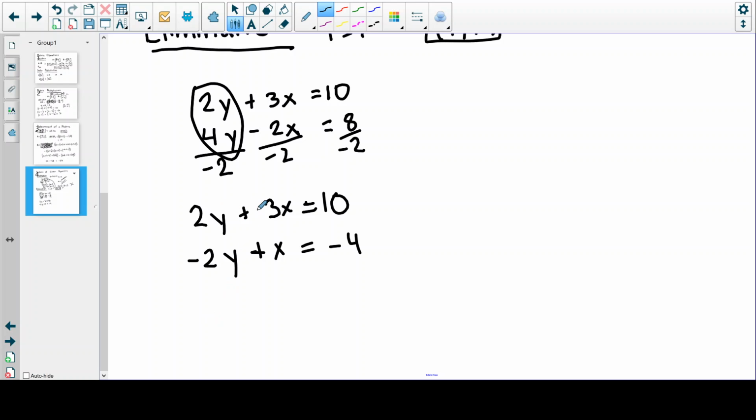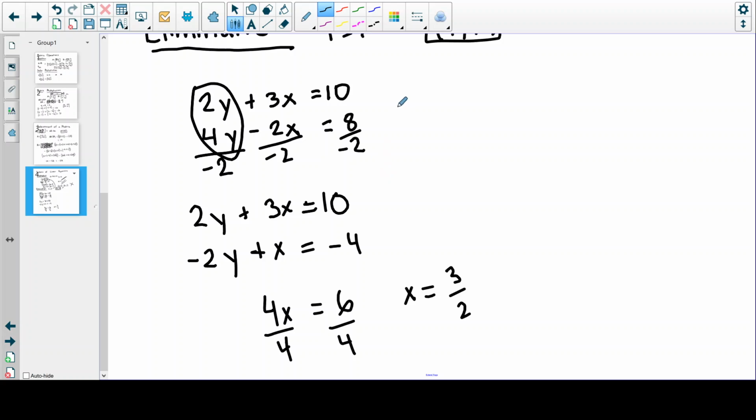We basically add each column here because they're the same type. So this is all x's, this is all constants, and therefore you get 4x equals 6. And so then you can take the 4 over, and you get x equals 3 over 2.